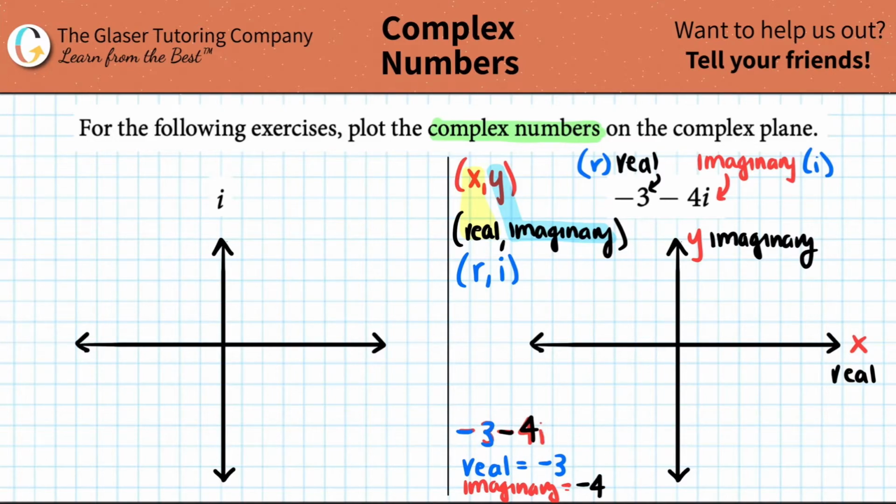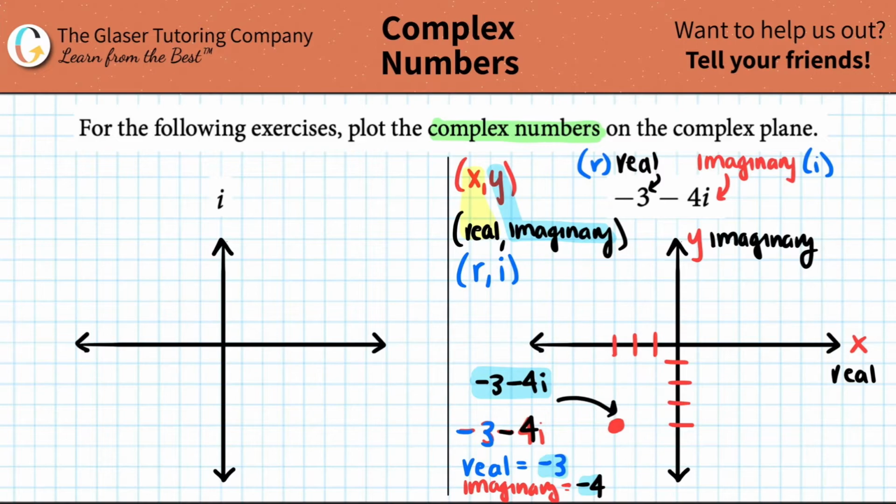And there's my plot. I need to go on the x-axis to -3 and the y-axis to -4. So here we go. I'm going 1, 2, 3 on the real, to the left. And then I have to go down 4 because it's a -4. 1, 2, 3, 4. And where they meet, which is right here, this would be the complex number -3 minus 4i. And that's it.